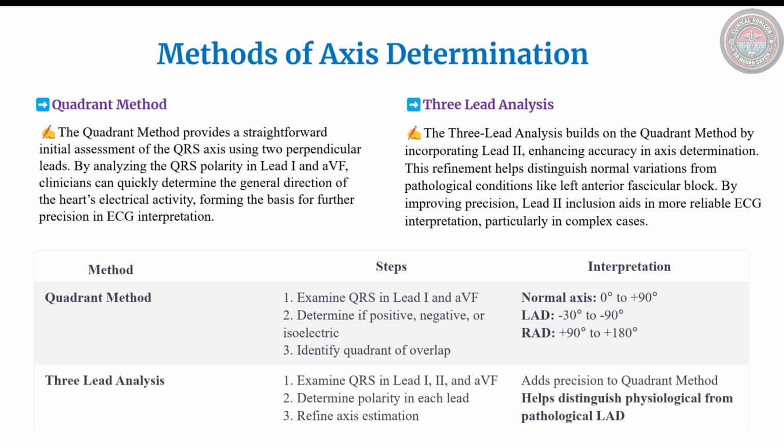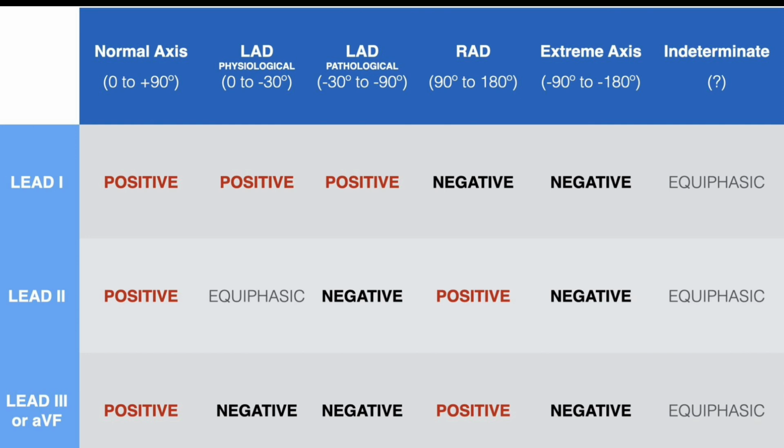3-lead method. The 3-lead method builds upon the quadrant method by incorporating lead 2 for additional precision. In this method, if lead 1 and lead 2 are both positive, the axis is normal. If lead 1 is positive but lead 2 is negative, it suggests LAD. If lead 1 is negative but lead 2 is positive, it suggests right axis deviation. These methods allow us to quickly classify axis deviation, helping us identify any underlying pathology.